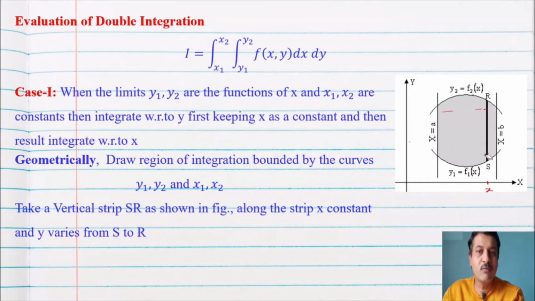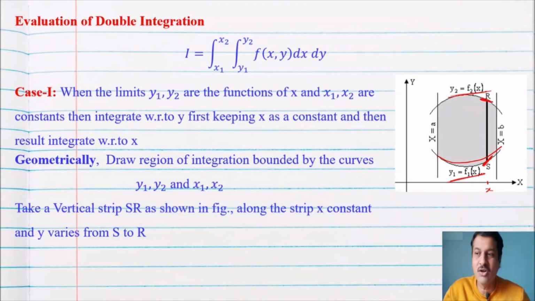And y varies from which point to which point? We always consider the positive direction of y. So y varies from this curve to this curve, that is, from point S to point R. What is point S? It is nothing but a curve path: y1 equals f1(x), y2 equals f2(x). These are the limits of y. So when we take a vertical strip, then x is constant and y varies from the lower curve to the upper curve. These are your first limits of y, and that is why we take a vertical strip as shown in the figure.